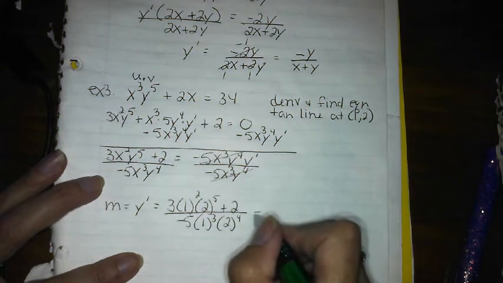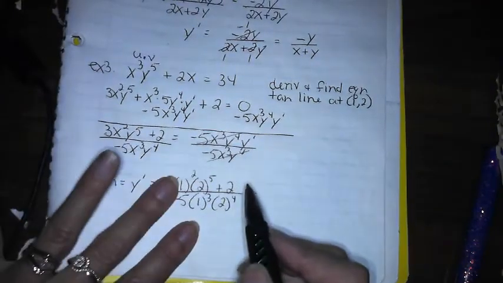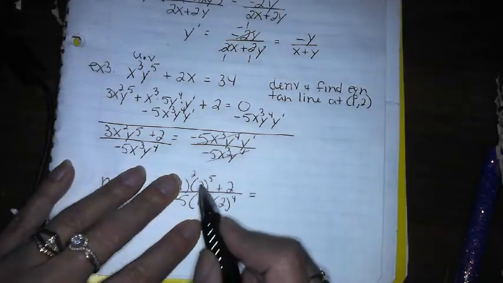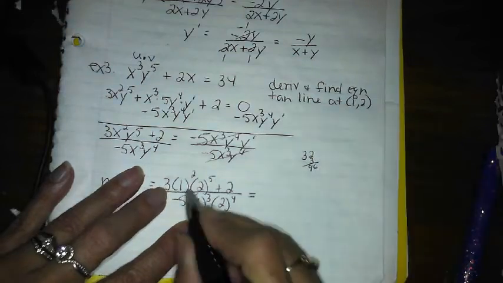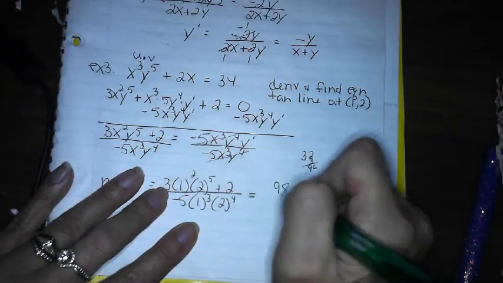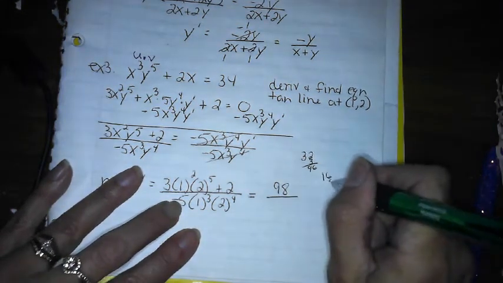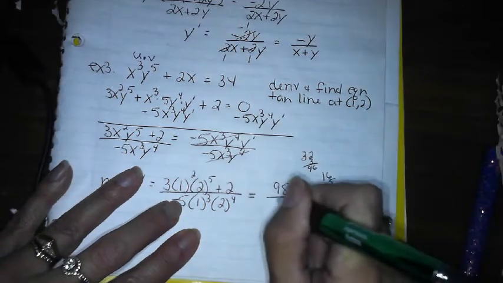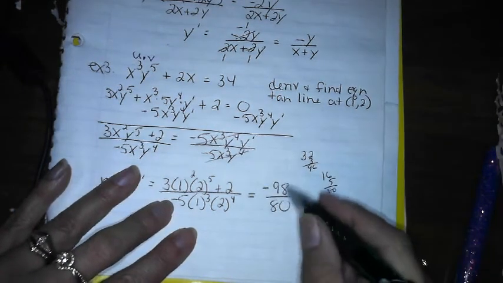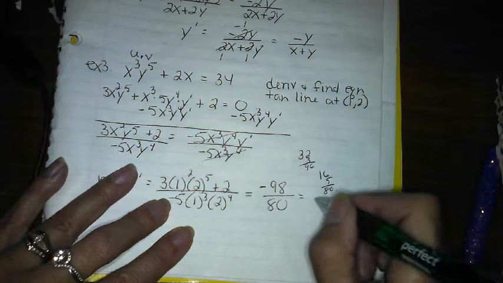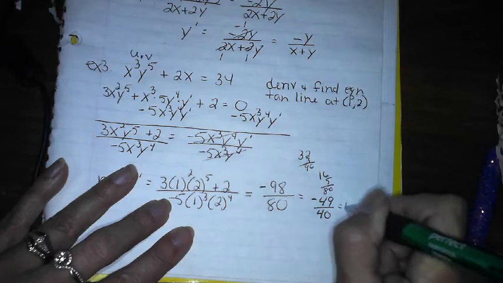Okay, so let's see, 2 to the 5th, I think that's 32. 2 times 2 is 4, times 2 is 8, times 2 is 16. 32 times 3, I don't have a calculator in here, let's see, that's 96, plus 2, that's 98. Let's see, that was 16 times a negative 5. That's 80. And we have a negative, I'm just going to float that to the top. Looks like they're both even. I can divide them by 2. I'll have a negative 49 over 40 as my slope.